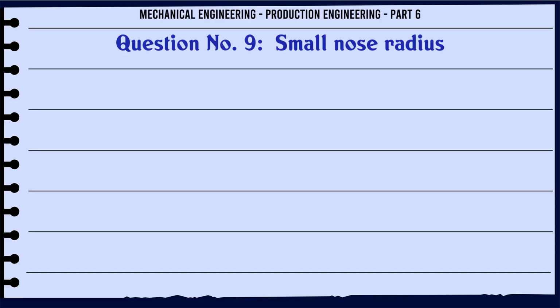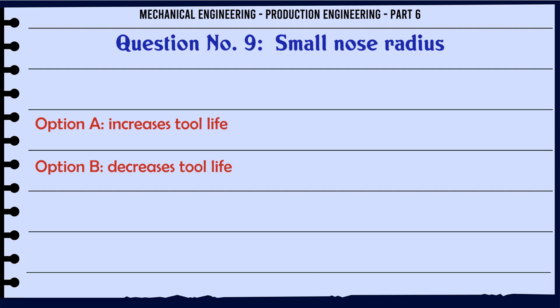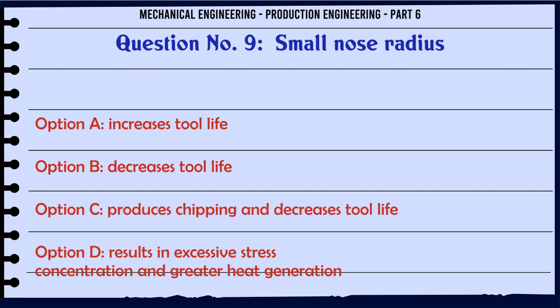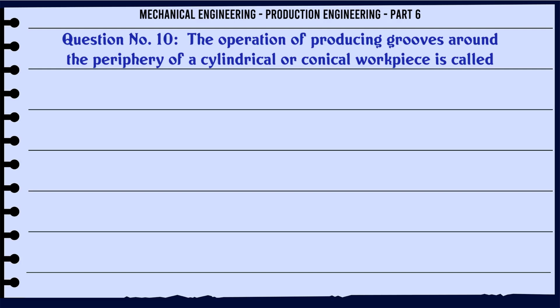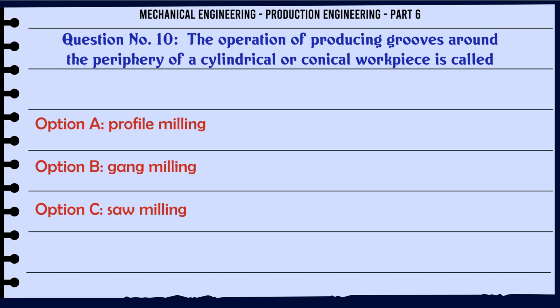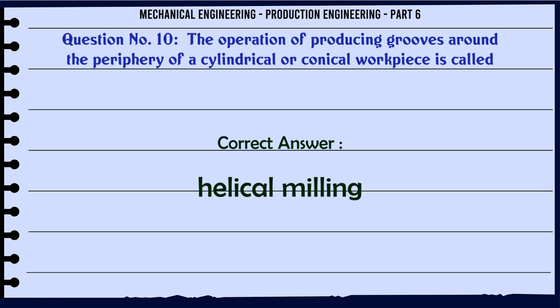Small nose radius A. increases tool life. B. decreases tool life. C. produces chipping and decreases tool life. D. results in excessive stress concentration and greater heat generation. The correct answer is results in excessive stress concentration and greater heat generation. The operation of producing grooves around the periphery of a cylindrical or conical workpiece is called A. profile milling. B. gang milling. C. saw milling. D. helical milling. The correct answer is helical milling.